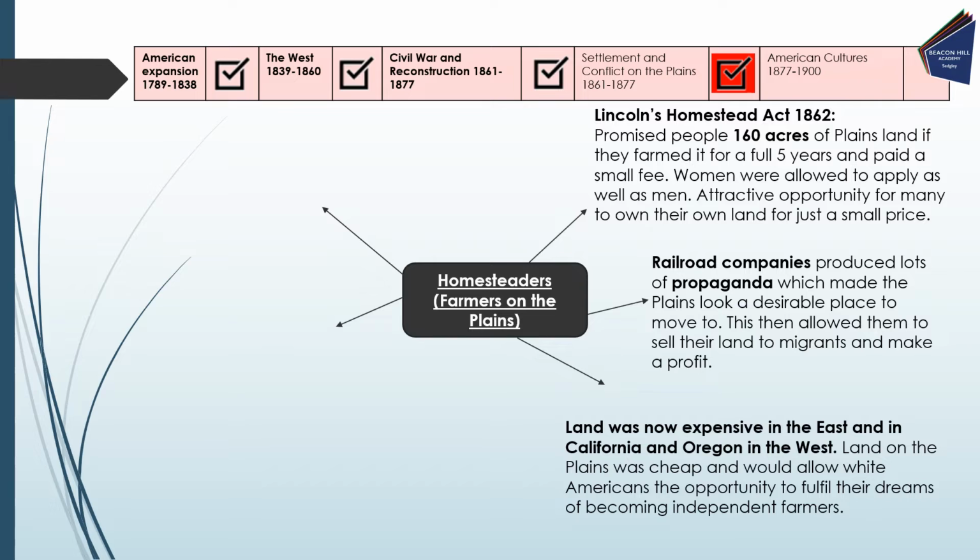Land was also very, very expensive in the east, and California and Oregon were desirable places in the west, but they were also very expensive. Land on the plains, however, was really cheap, and this again encouraged lots of white Americans to move west to become a homesteader, to gain land and fulfill their dreams of becoming independent farmers. So if you had a question on why homesteaders were moving west, you can speak about the railroad companies' propaganda and the fact that the land was so much cheaper.